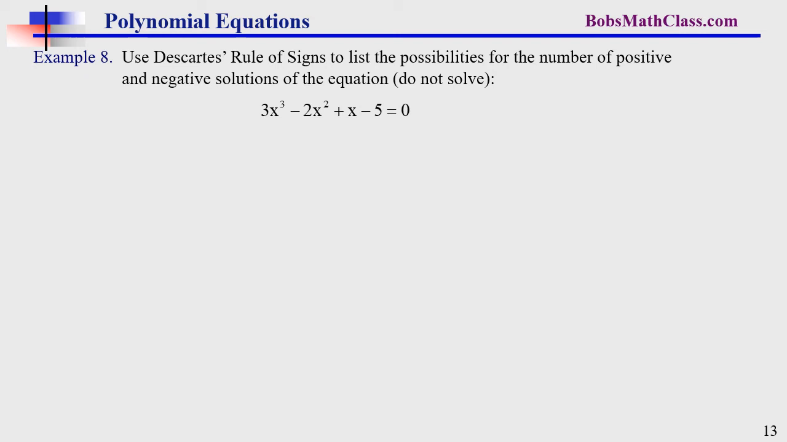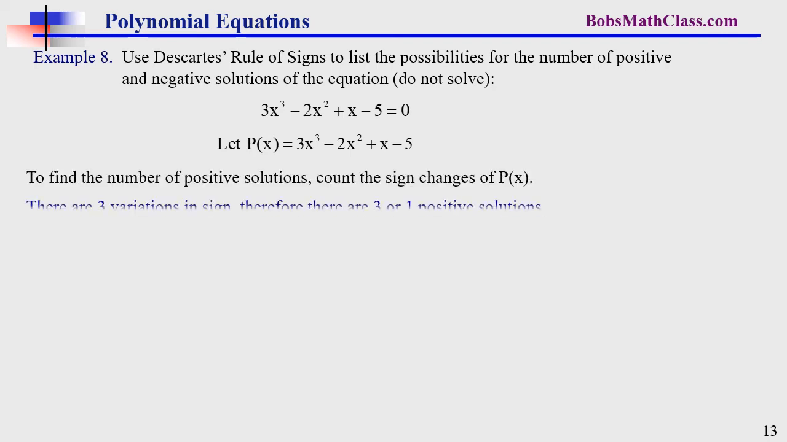Okay, let's try another one. Again, don't solve it. P of x. How many sign changes are there? Is the second term different? Yeah, it is, right? So there's 1. How about this one? Is that different? Yeah. There's 2. How about this one? Different? Yeah, there's 3. So we got 3 variations in sign.